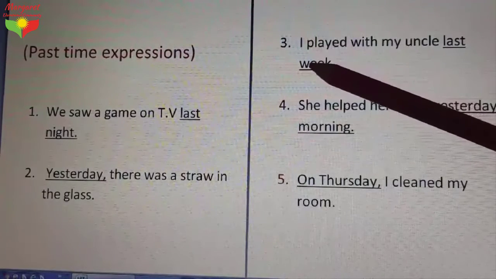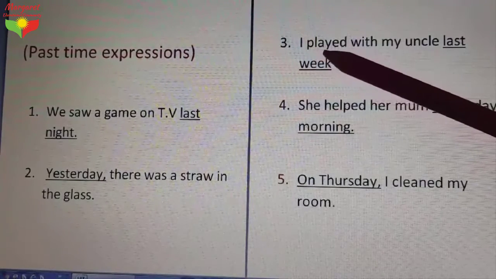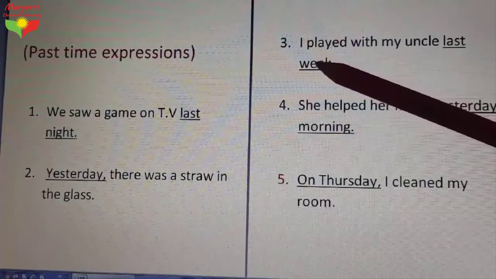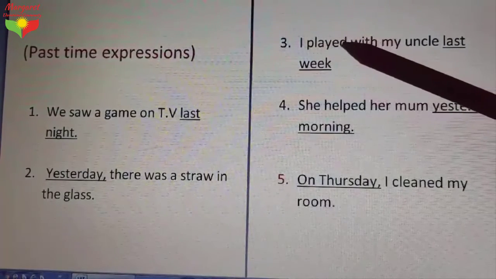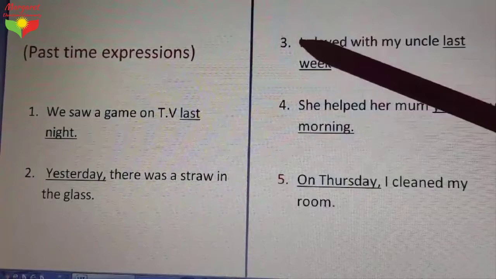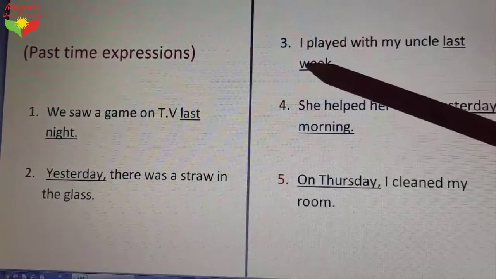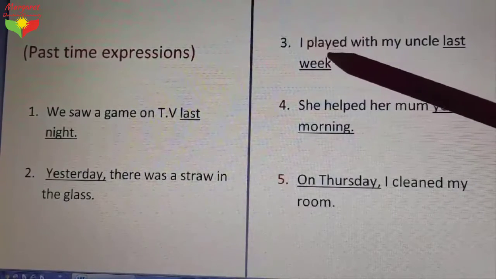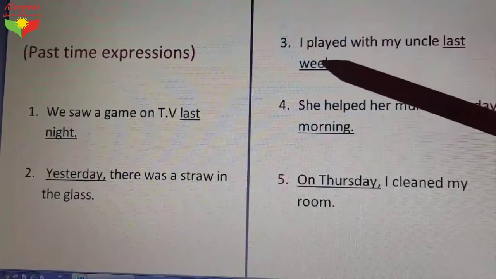So we have two groups of verbs. We have regular and irregular verbs. So the regular verbs, how can you change them from present to past? You can add ed, right? So I played, it means previously, in the past I played. I played with my uncle last week.